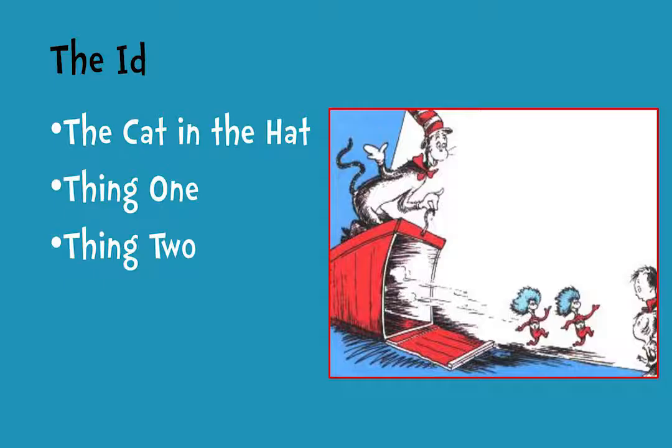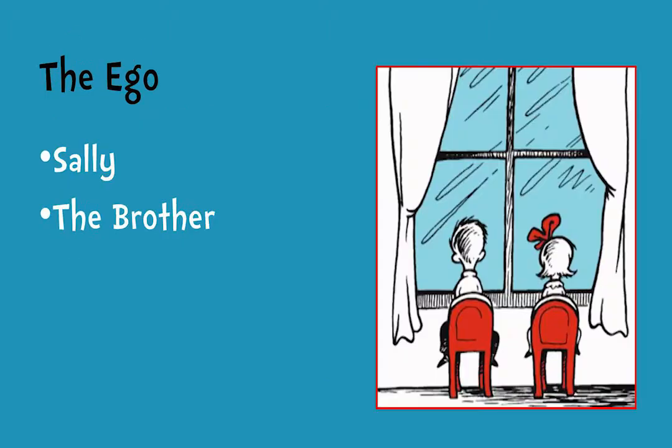The id represents the pleasure principle. Its main objective is to seek pleasure and avoid pain. The id's goal is to satisfy urges, disregarding rules and safety. So in this book, The Cat in the Hat and Thing 1 and Thing 2 represent the id. They're careless and they only wish to have fun without caring about any consequences presented to them by the fish.